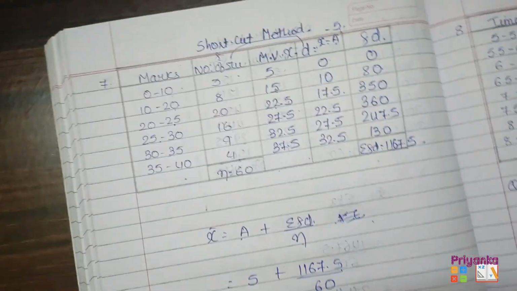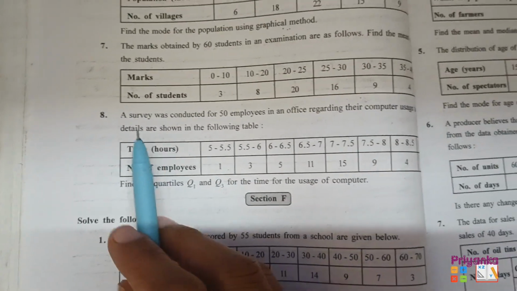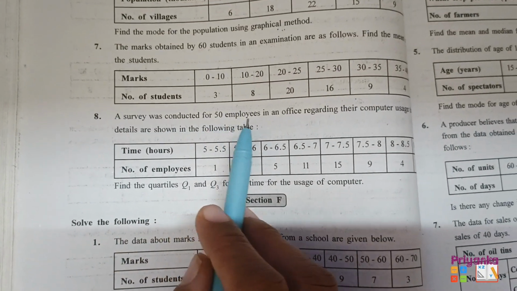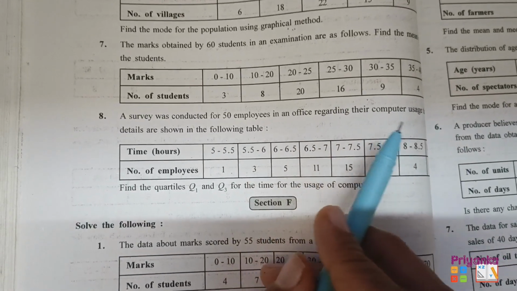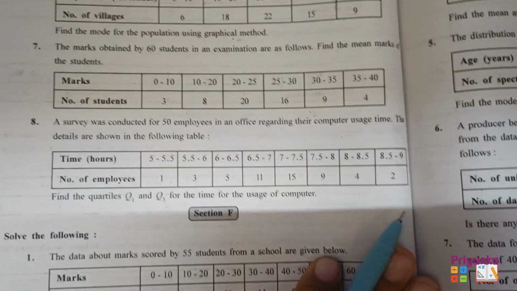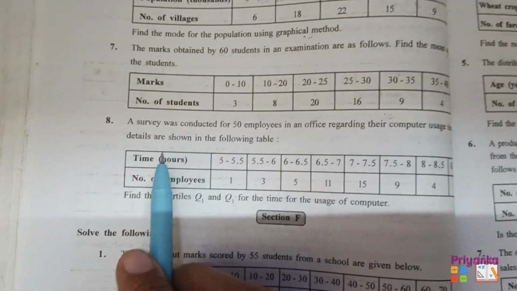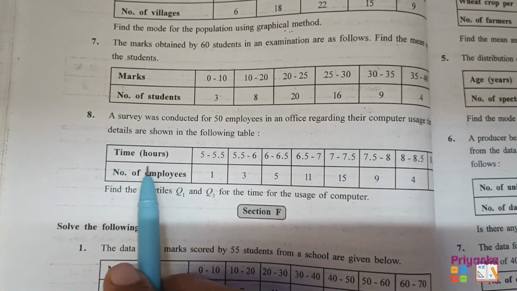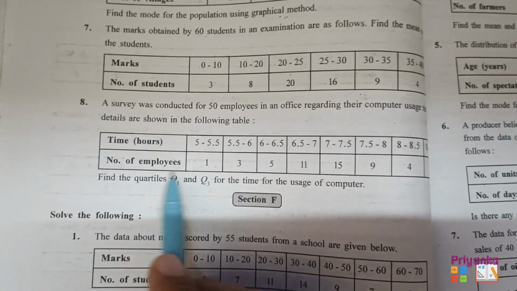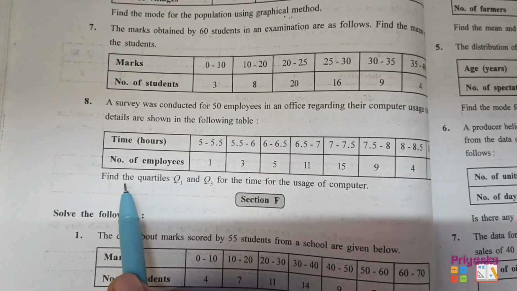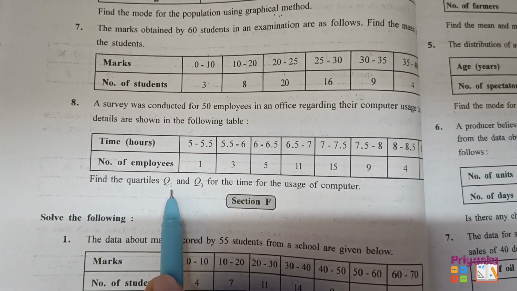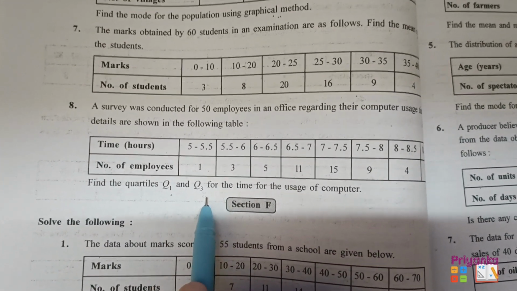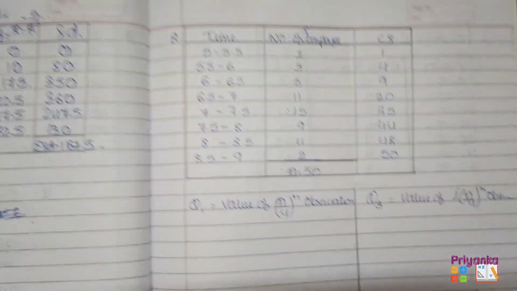Moving to the last question. The last question of section E. The survey was conducted for 50 employees in an office regarding their computer usage time. The details are shown in the following table. So here the time is written and the number of employees are given. And here they ask you to find out quartile 1 and quartile 3. So let's take this information first in the book.